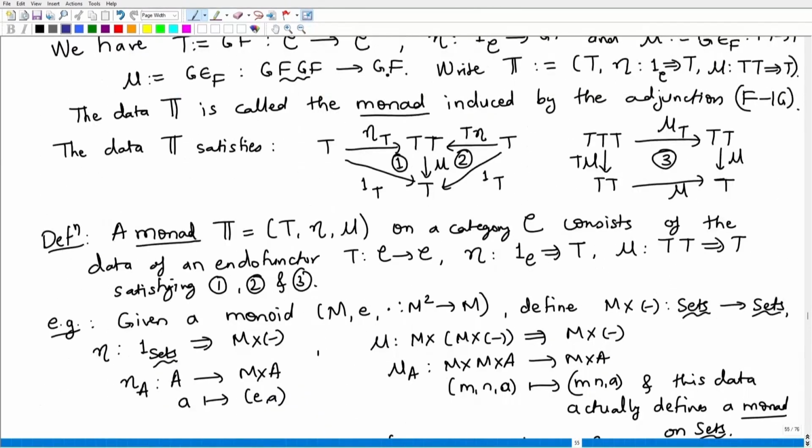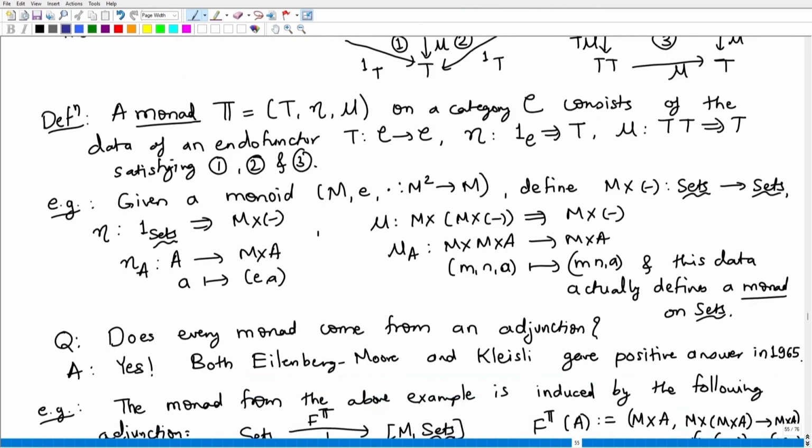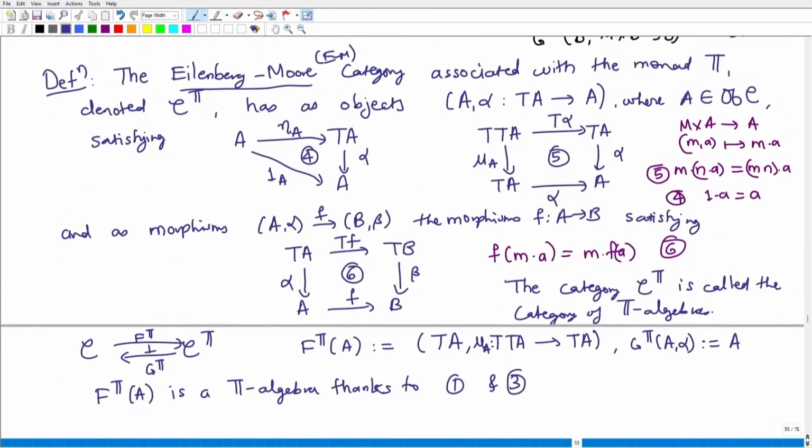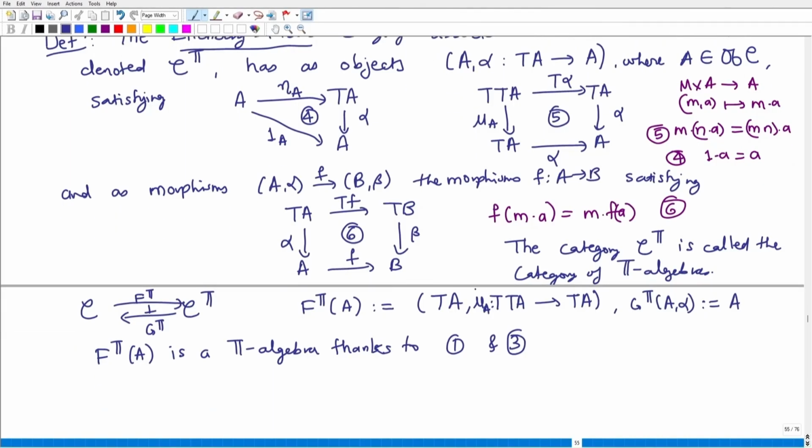So what happened to the triangle 2? Triangle 2 we haven't used here. We just need that 1 dot A is equal to A. What about A dot 1 being equal to A? Do you ever define A dot 1 in a monoid action or group action? No, because it's just the left action. So we don't need that. So FT of A is a T algebra thanks to 1 and 3. 4 and 5 are just 1 and 3.